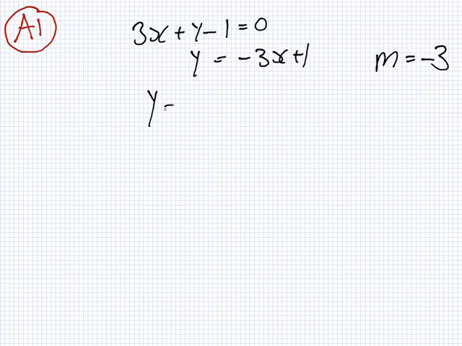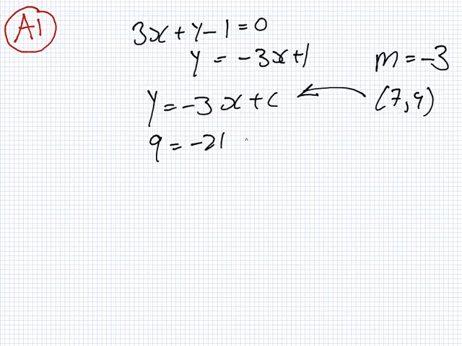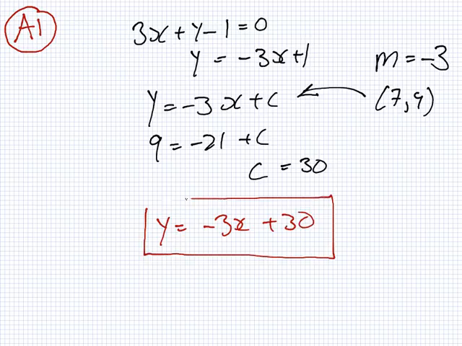So you have y equals mx plus c. And the point, what was it, 7, 9 or something? Yeah, 7, 9. So you put 7, 9 in, and you get 9 equals minus 21 plus c, so c equals 30. So the final answer is in the form y equals mx plus c, y equals minus 3x plus 30. How many marks for that? 3. 3 marks? Yeah. So you should have 3 out of 3 so far.